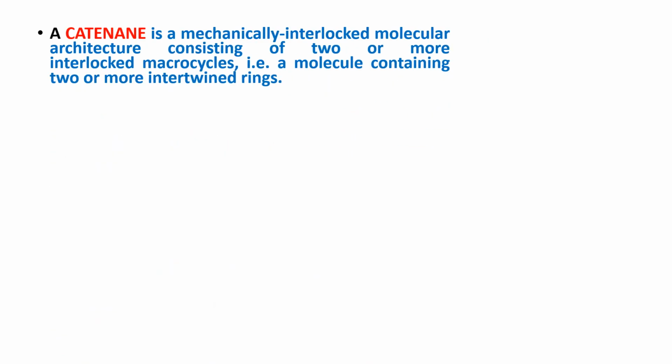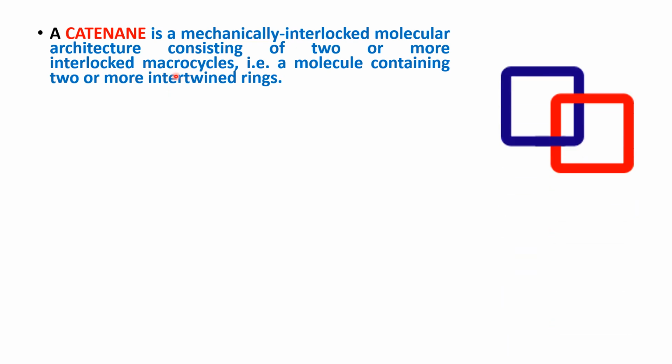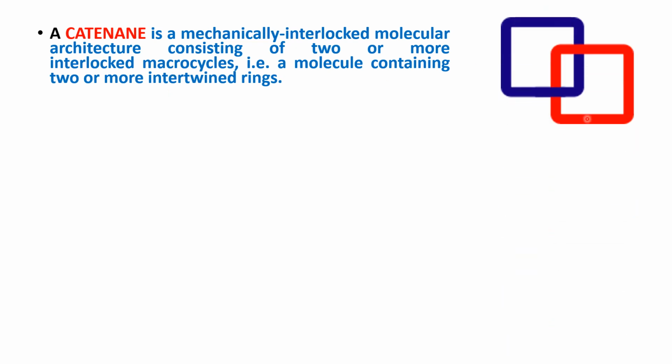A catenane is a mechanically interlocked molecular architecture consisting of 2 or more interlocked macrocycles, that is, a molecule containing 2 or more intertwined rings. The term catenane is derived from a Latin word catena, meaning chain.